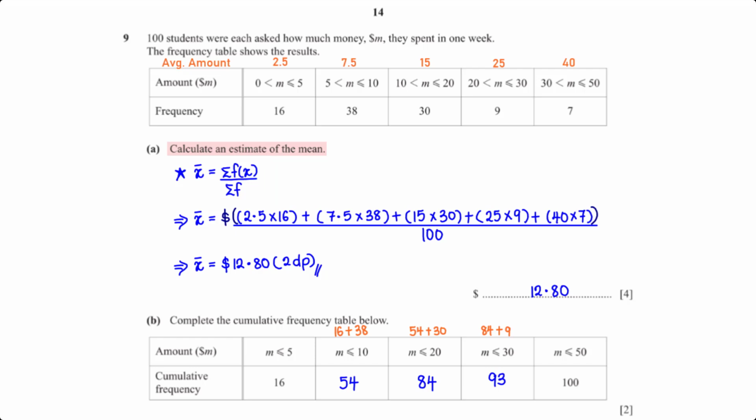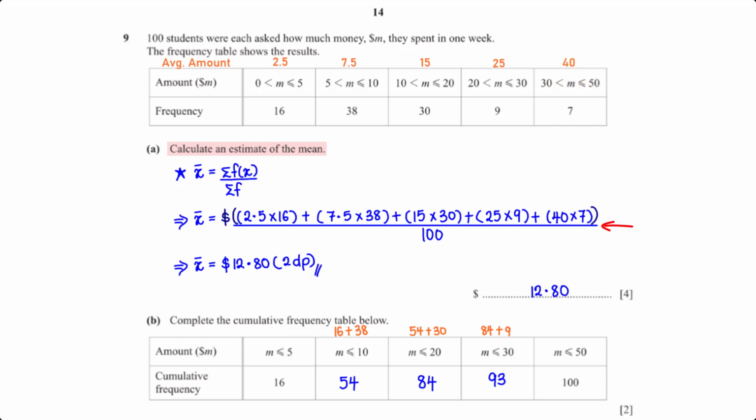To be able to get sigma f of x, we first need to get an average amount for each of the given ranges. So for the first interval, the average amount is 0 plus 5 divided by 2, which is 2.5. Then we have 5 plus 10 divided by 2, which is 7.5. 10 plus 20 divided by 2, which is 15. 20 plus 30 divided by 2, which is 25. 30 plus 50 divided by 2, which is 40.